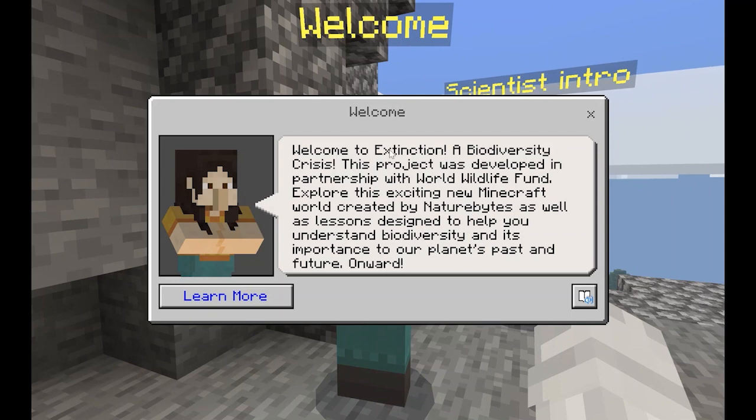Welcome to Extinction, a biodiversity crisis. This project was developed in partnership with World Wildlife Fund. Explore this exciting new Minecraft world created by Nature Bites, as well as lessons designed to help you understand biodiversity and its importance to our planet's past and future.